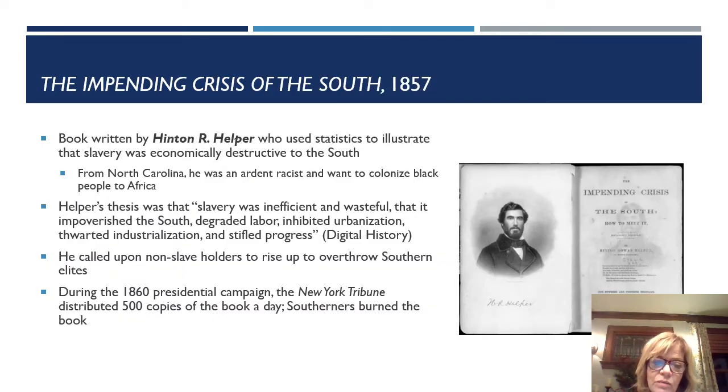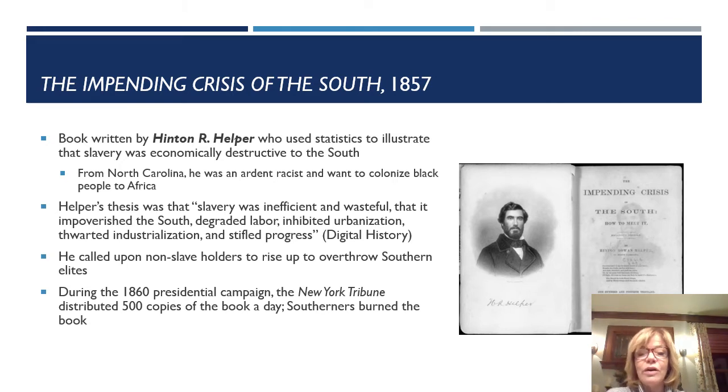All right, and then there was also this book by Hinton Helper, The Impending Crisis of the South. So this guy Helper, he hated slavery because he thought that it was ruining the South. He was from North Carolina. He said that this sort of thing was detrimental to the South's economy. His thesis of the book is slavery is inefficient, wasteful, it impoverishes the South, it degrades labor, it inhibits urbanization, and it thwarts industrialization, stifling progress. And it sounds like, well, yeah, you're spot on.